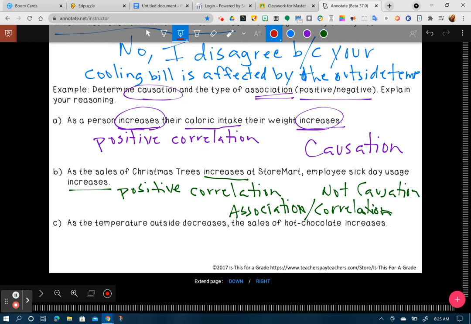Okay, last one here. Okay, as the temperature outside decreases, the sales of hot chocolate increases. So one is going down and one is going up. That would be a negative correlation. Okay, negative correlation. Okay, does the temperature outside going down cause hot chocolate sales to increase? What do you guys think? I would say yes. And this one would be a causation because normally when it gets colder outside, you want a hot drink, especially if you're not a coffee drinker like me. So yes, this one would be causation.